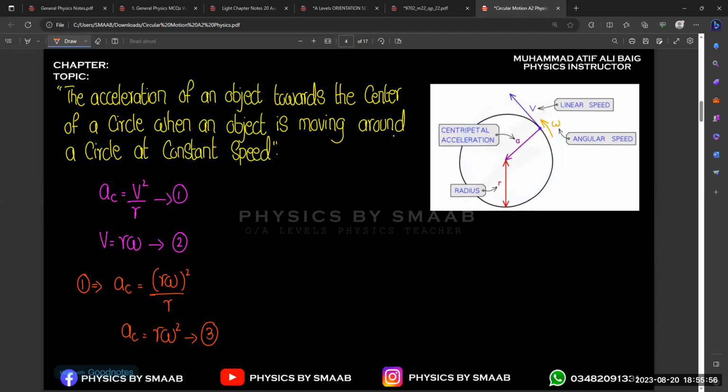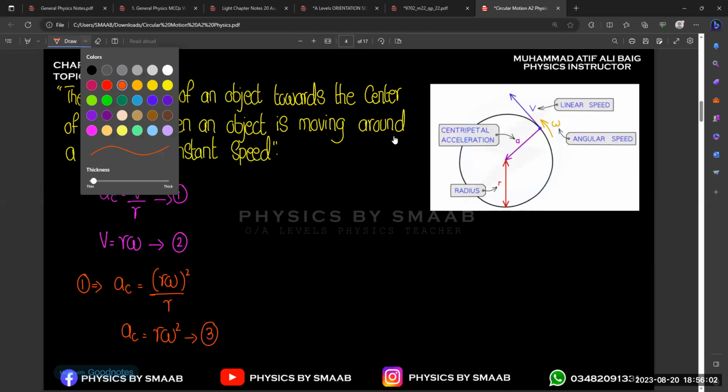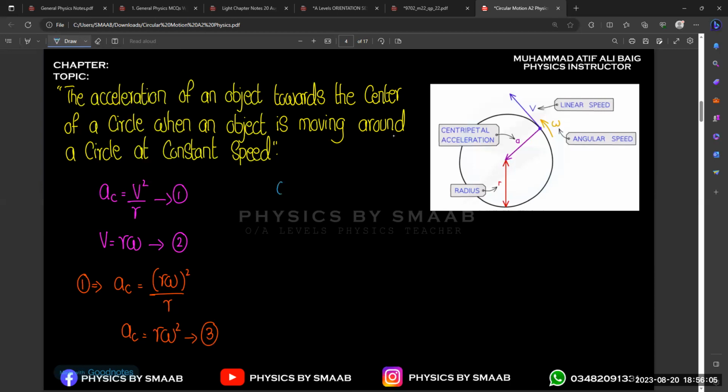And one more thing, if you remember, we also write that your angular speed is equal to v over r, right? Remember that? So if we use that concept and just shuffle these values, r is equal to v over ω, right? So we can also substitute this value, v over ω, in equation number 3.